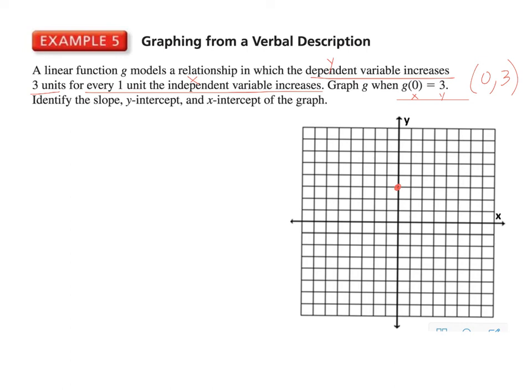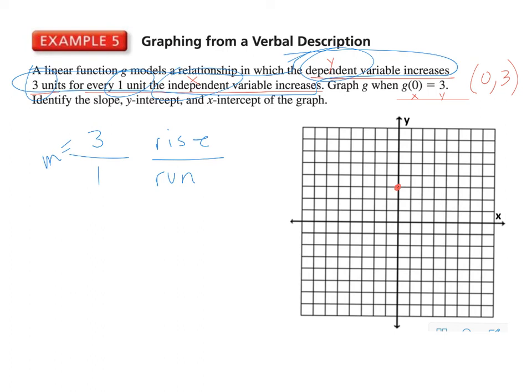Then this information up here tells me what my slope is. It says the dependent variable increases by 3 units for every 1 unit the independent variable increases. So they're telling me what my rise over my run is. The rise is the change in the y, which is 3 units, and the run is the change in the x, which is 1 unit. So my slope for this equation is 3 over 1. So that answers the first question here.